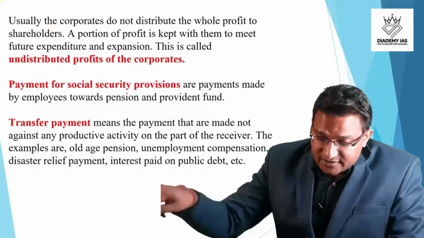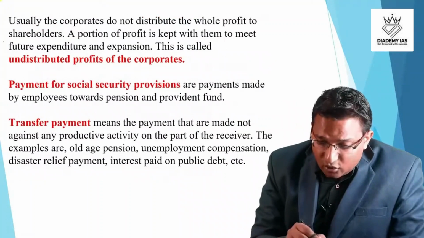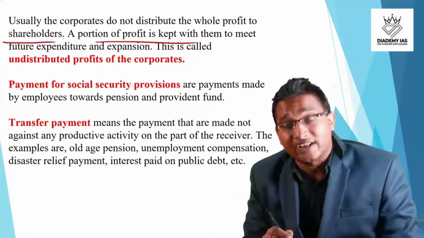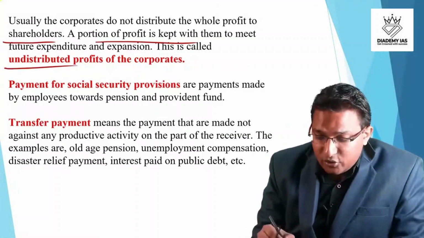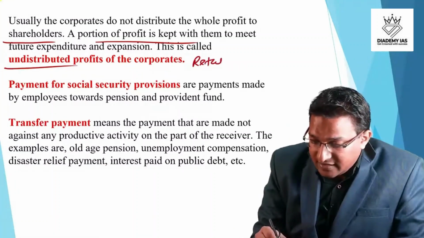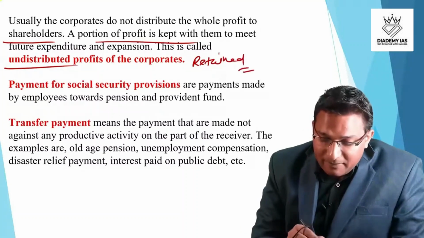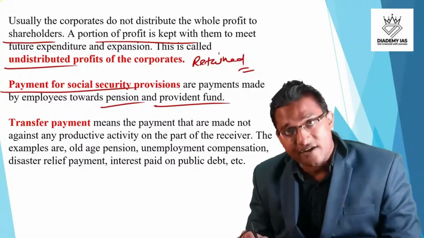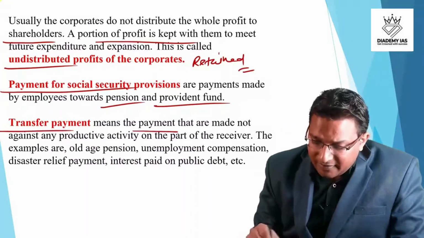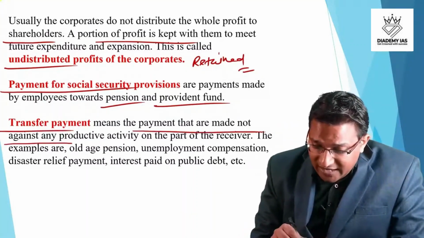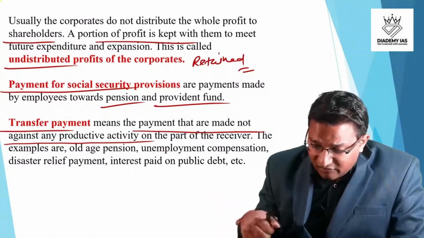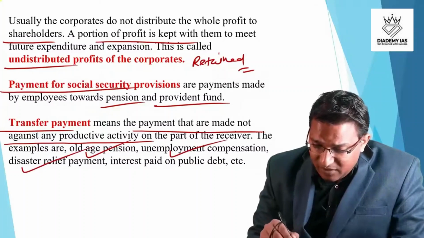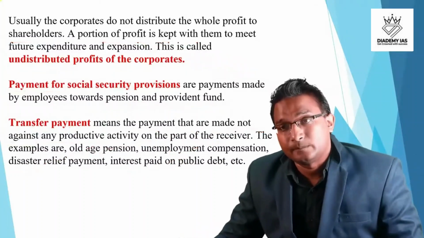Usually the corporates do not distribute the whole profit to the shareholders. A portion of profit is kept with them to meet future expenditure and expansion, that is called undistributed or retained profit. The example I already gave. Payment for social security provisions, for example pension, provident fund, is added. Transfer payment means the payments that are made not against any productive activity on the part of the receiver. Examples include old age pension, unemployment compensation, disaster relief payment, interest paid on the public debt, etc.